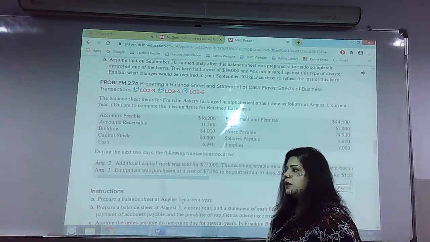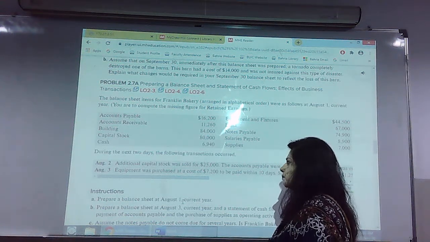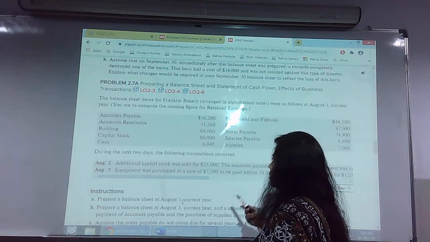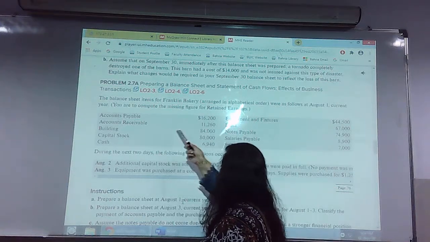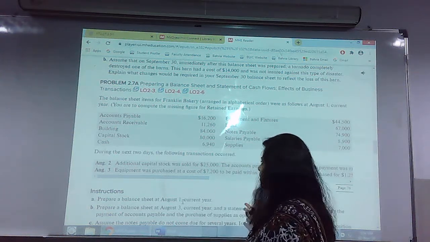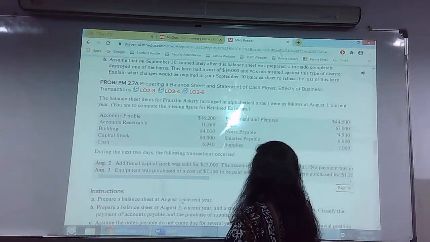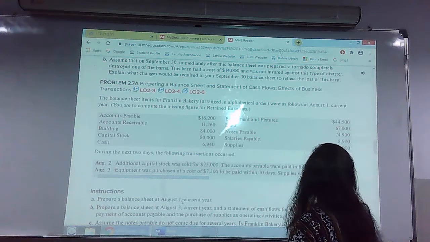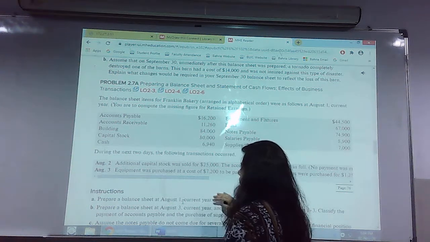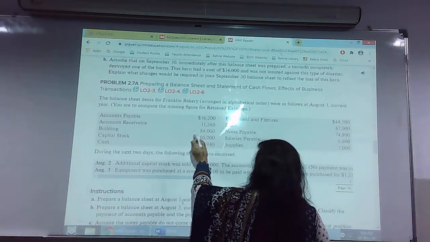In current assets usually you have accounts receivable, cash, closing inventory more or less, and notes receivable. So these are the current assets. When you're making the balance sheet, you're simply going to be sifting out what is the equipment and what is the accounts payable. They've asked you to prepare a balance sheet at August 1 of the current year, so you're simply going to arrange these items.